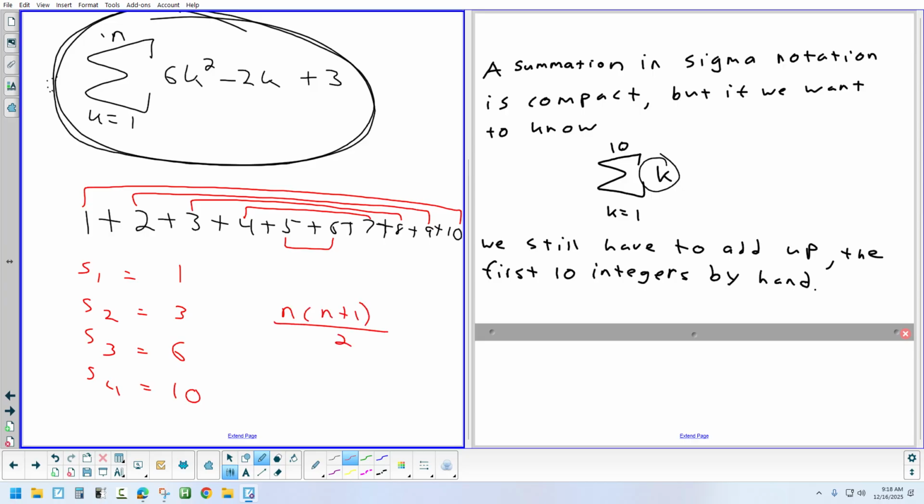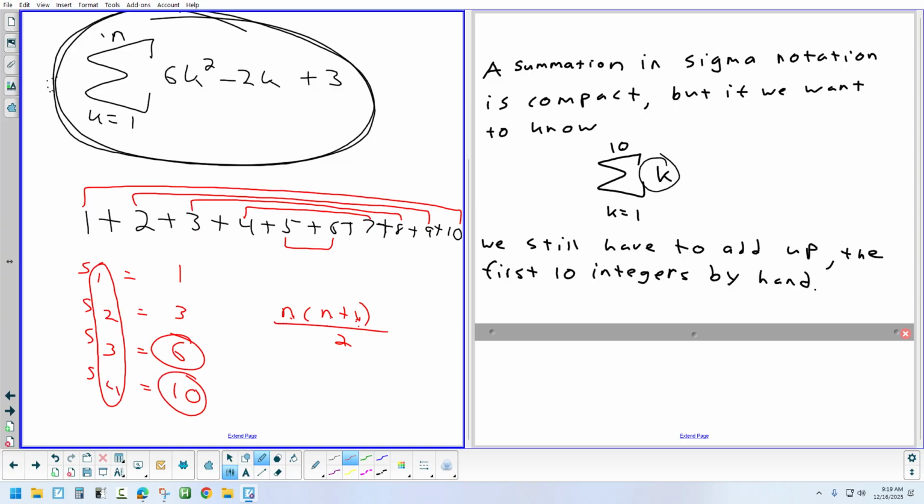Let's look at what happens if I plug a number into that formula. Let's start with 3. What's 3 plus 1? 4. What's 4 times 3? 12. And what's 12 divided by 2? 6. I just got 6. Let's plug 4 in, and let's see if we get 10. What's 4 plus 1? What's 5 times 4? And what's 20 divided by 2? 10.